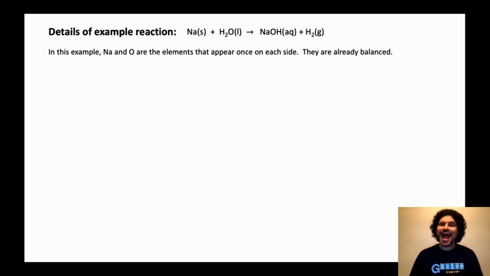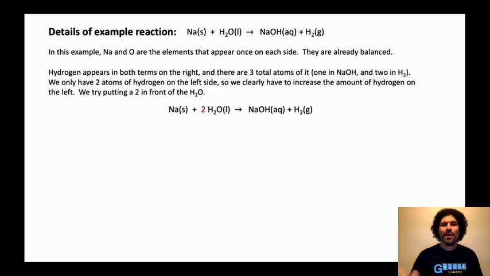Okay, so for our first example, sodium and oxygen are the elements that appear only once on each side. And if we look at the unbalanced equation, those two elements are actually already balanced. There is 1 sodium on the left side and 1 sodium on the right side. There is 1 oxygen on the left side and 1 oxygen on the right side. But hydrogen is not balanced.